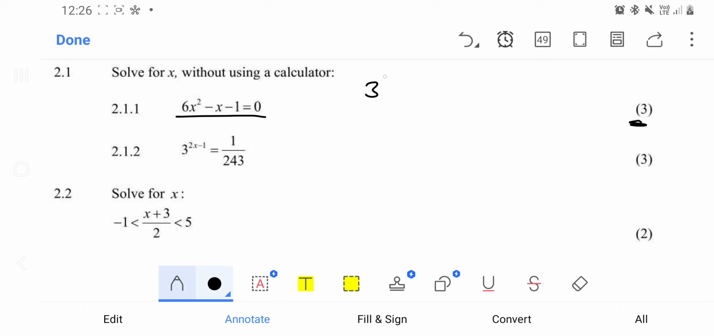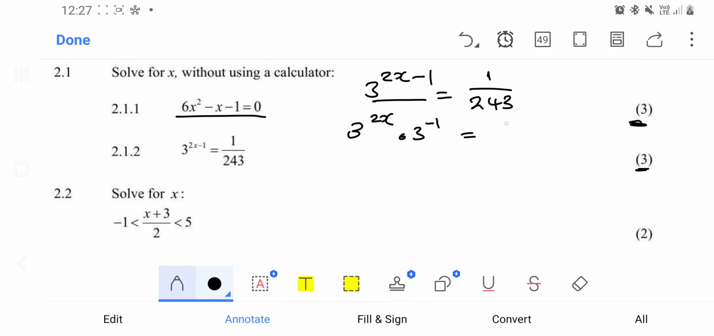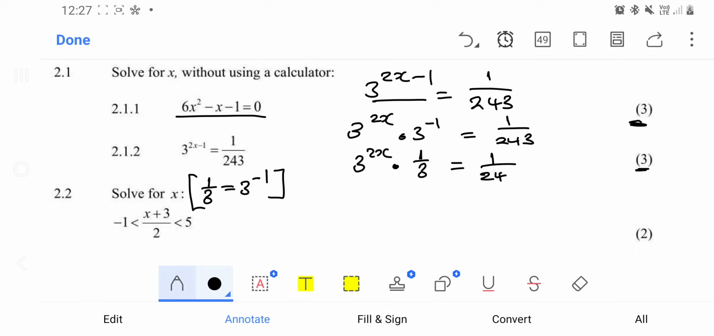2.1.2, 3 to the power of 2x minus 1 is equal to 1 divided by 243, right? So we get 3 marks for that. So we have an exponential equation. The first thing, we write this one in the form of 3 to the power of 2x multiplied by 3 to the power of -1. This is equal to 1 divided by 243. So we know that 1 divided by 3 is the same as 3 to the power of -1. So it means we have 3 to the power of 2x multiplied by 1 divided by 3. This is equal to 1 divided by 243.